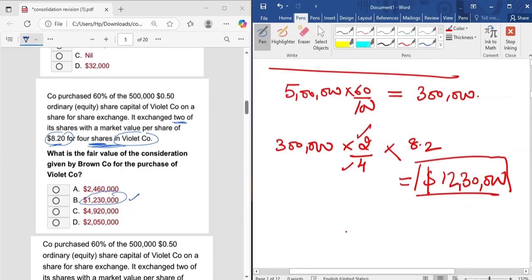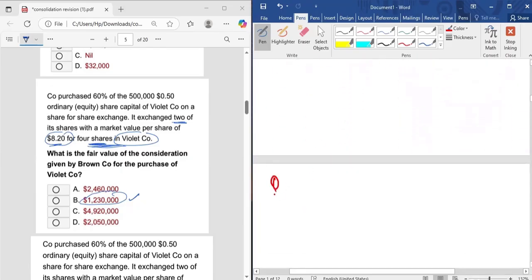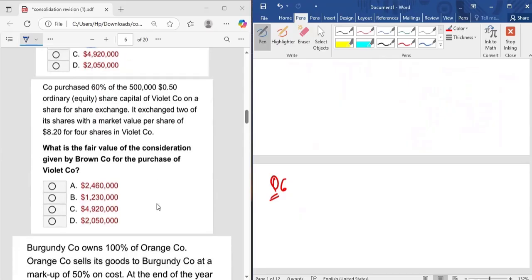Now let's move on to question number 6. Company purchase 60%. It's actually the repetition of the previous question. Okay. Both these questions were the same. It's okay. Let's move on to the next question.